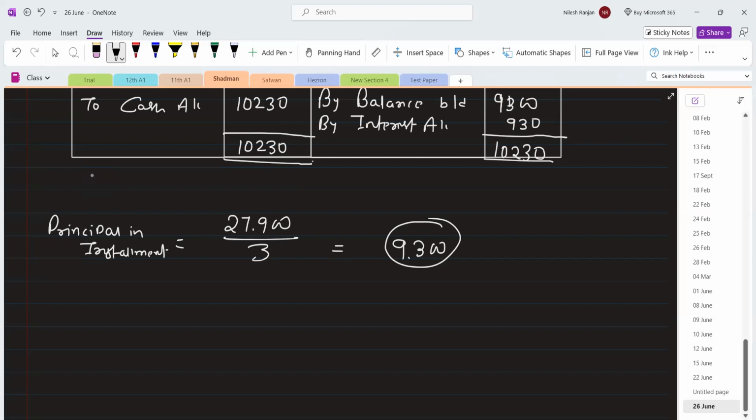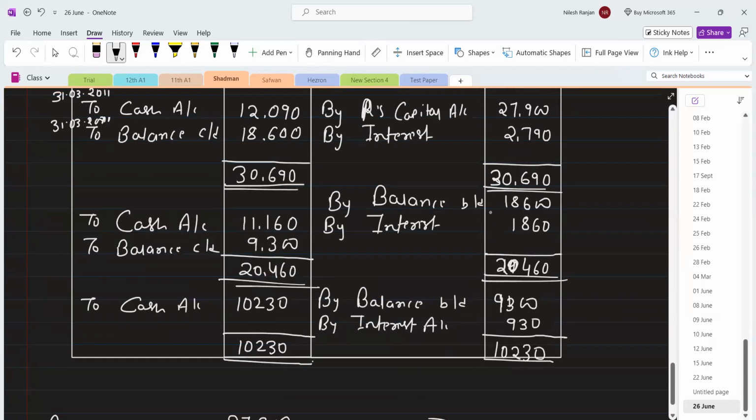Is interest calculated on the installment amount or the balance amount? Balance amount. No, sir, it will be on 27,900. Yes. In the first year, it will be on this amount. In the second year, it will be on 18,600. And in the third year, it will be on 9,300.